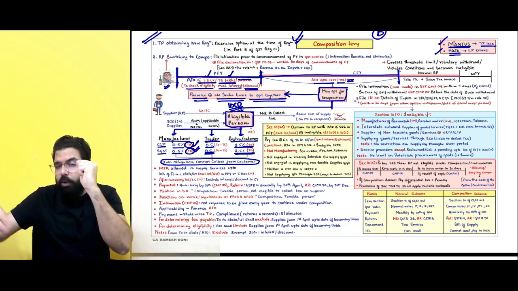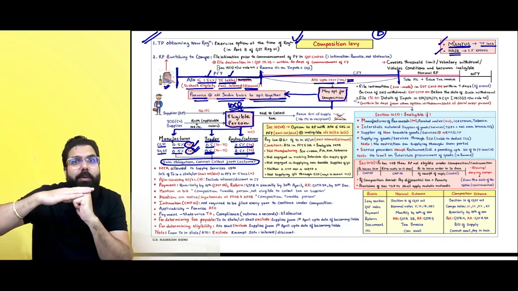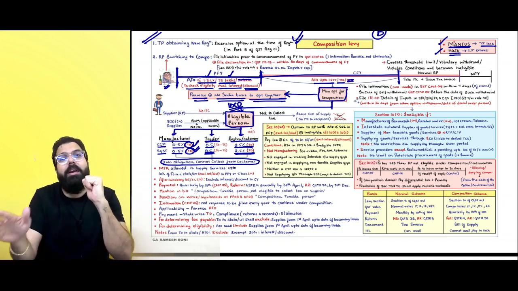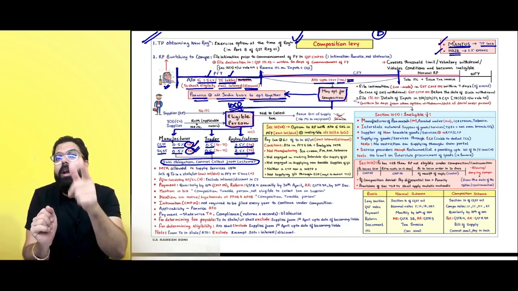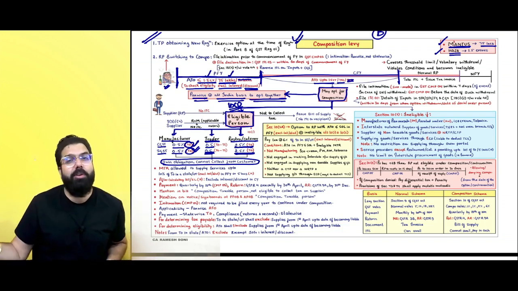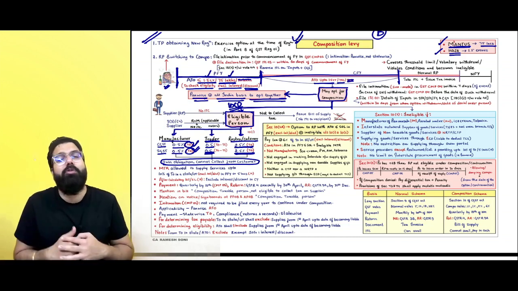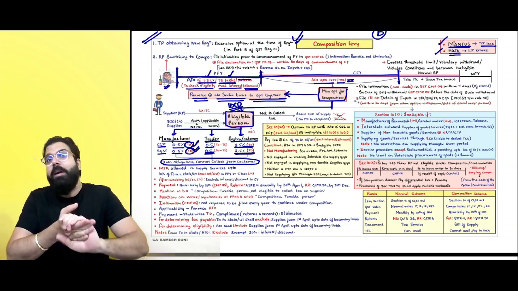Done, sir. If you are a person opting for the composition scheme, who are the people who are eligible? MTR, manufacturer, trader, and restaurant are eligible. Manufacturer pays 0.5, 0.5, trader pays 0.5, 0.5 but only on his taxable turnover, and restaurant pays 2.5%, 2.5% of their turnover.